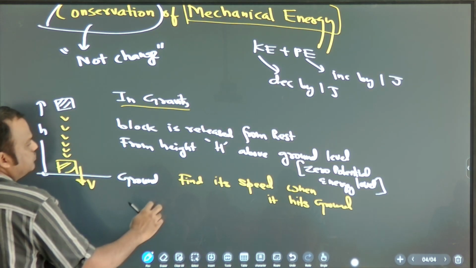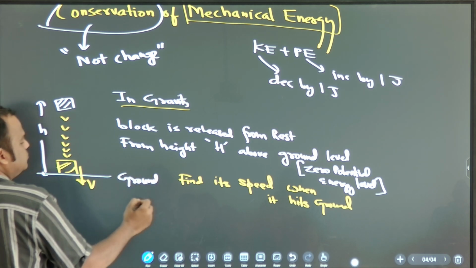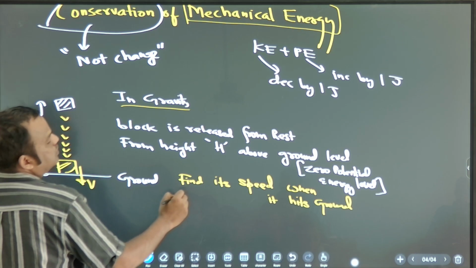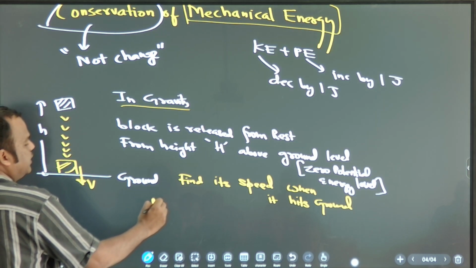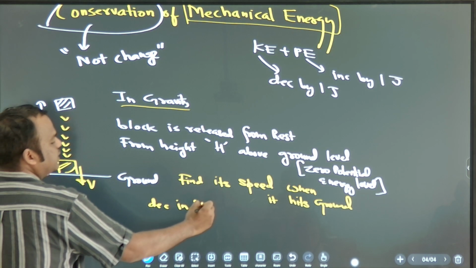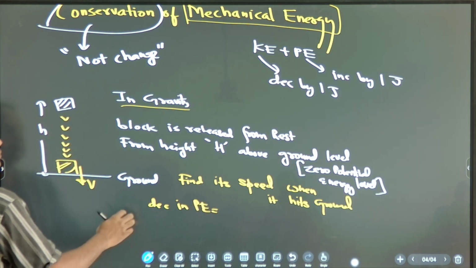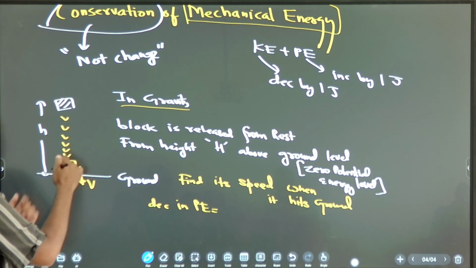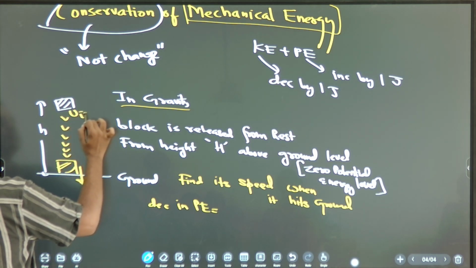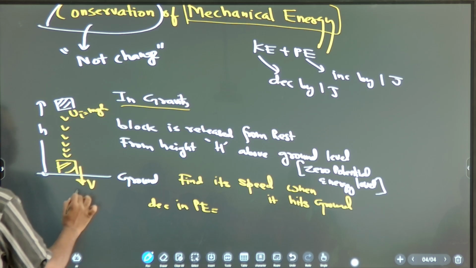So what is the speed? You can say the decrease in potential energy. What is the decrease in potential energy? How much potential energy decreases? What is the initial potential energy? mgh. What is the final potential energy?